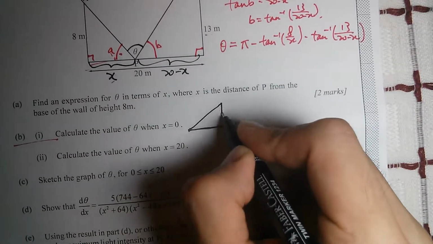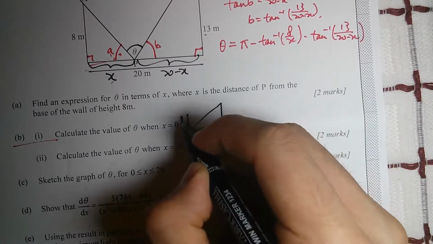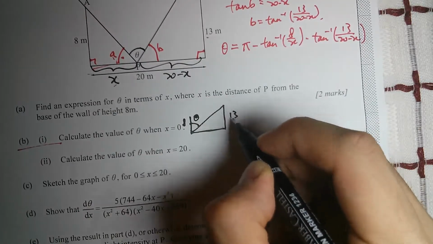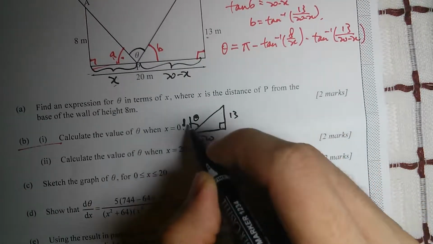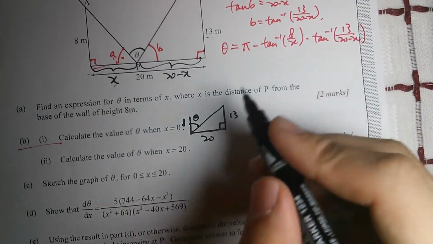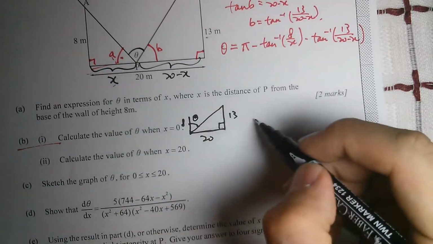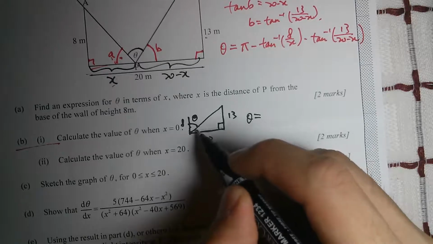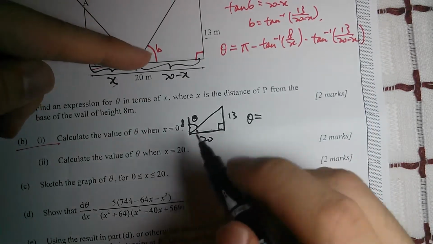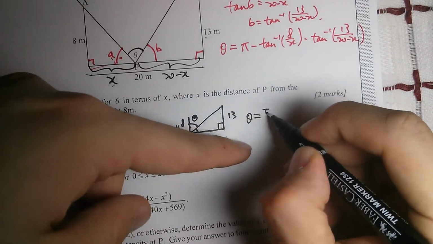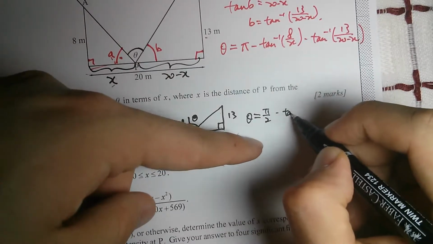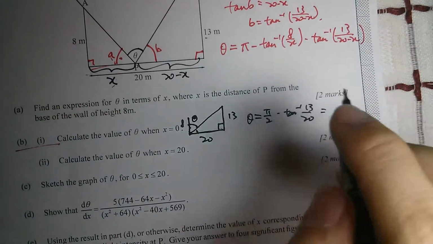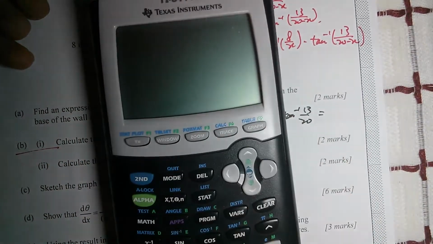is simply this, where this is 8, this would be theta, this is 30, this is 20. So you're looking for this angle. Theta would be 90, minus this angle, which was b there. So it's 90, which is pi over 2, minus arctangent 13 over 20, which of course we should use the calculator for.